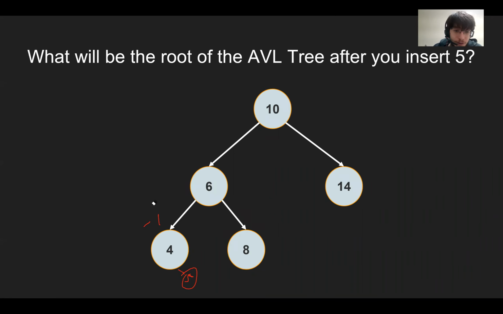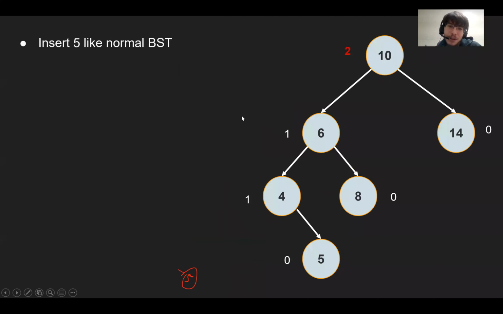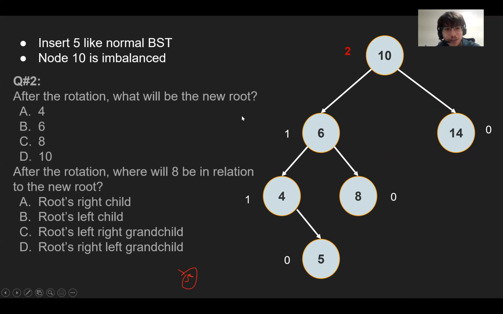So we have to do a rotation. What kind of rotation do we have to do? Well, we have to do it around, well, 6 is fine, right? 4 is fine. We need around 10. Yeah, so let's see. Or wait, no. Okay, well, we insert 5. No, 10 is imbalanced, yeah. So we need to do a rotation.